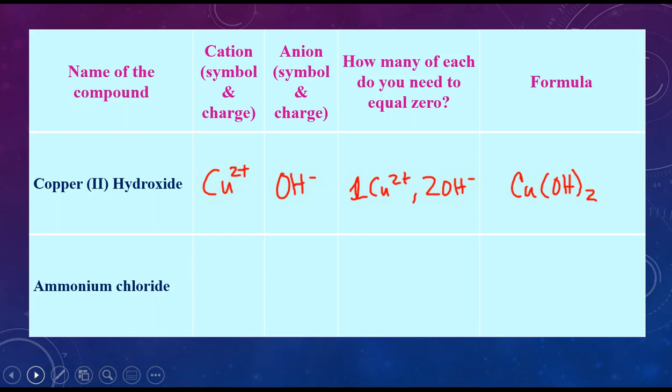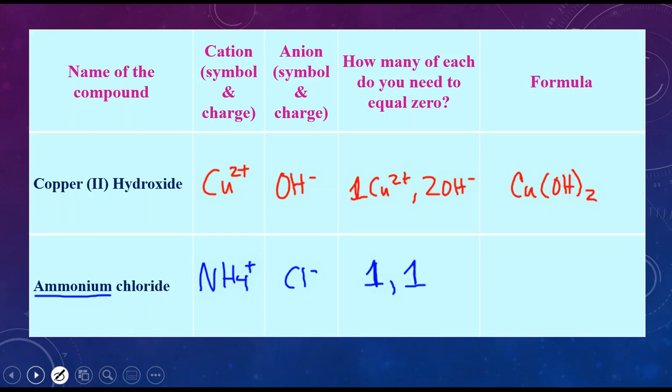Ammonium chloride. So this is the rare case where we have a cation polyatomic. Ammonium we look up on our list here. What is ammonium? NH4 plus, good. And chloride, what would be the anion for chloride? Cl minus, good. So how many of each do we need? 1. Yes, we need 1 of each, right?